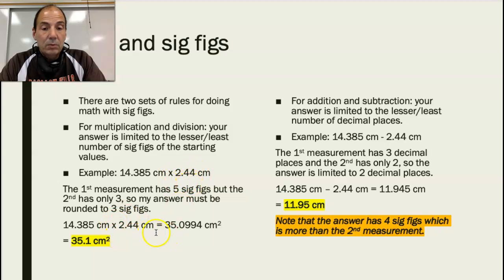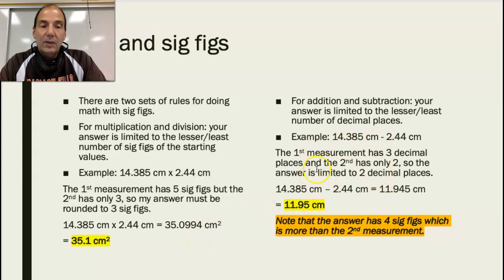So even though when I multiply, I get this answer, 35.0994, I'm only allowed 3 digits, 3 sig figs. So I have the 35, and then I have to round off here to make it 35.1 square centimeters, okay?